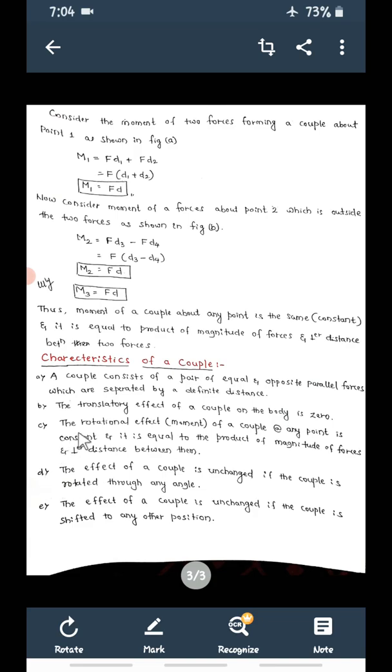Then third, the rotational effect or moment of a couple. Just now you have calculated it in all three cases. The moment of a couple about any point is the same and is equal to the product of the magnitude of the force and the perpendicular distance between them, that is F into D. Any point you take, it will be F into D only. Then the effect of a couple is unchanged if the couple is rotated through any angle.